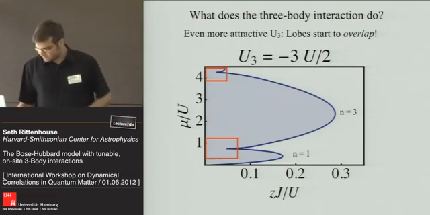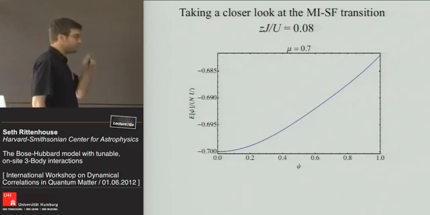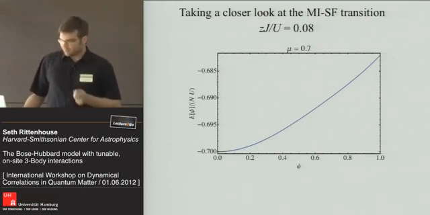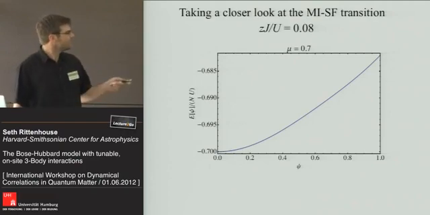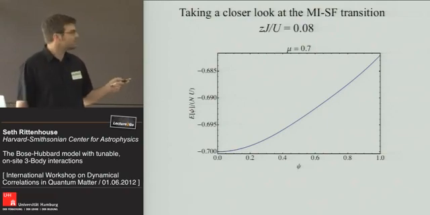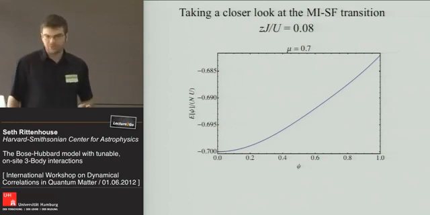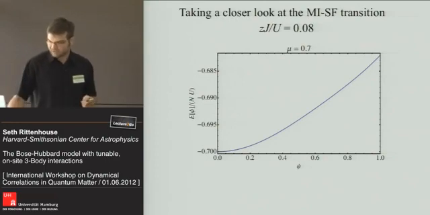So if we look at the mean field energy function as a function of the order parameter, here we are in the middle of the Mott insulating n equals 1 lobe. That's what this mu value does. You can see that, maybe not surprisingly, this is an insulating state. The energy is minimized when the order parameter is 0. Not too big of a surprise.